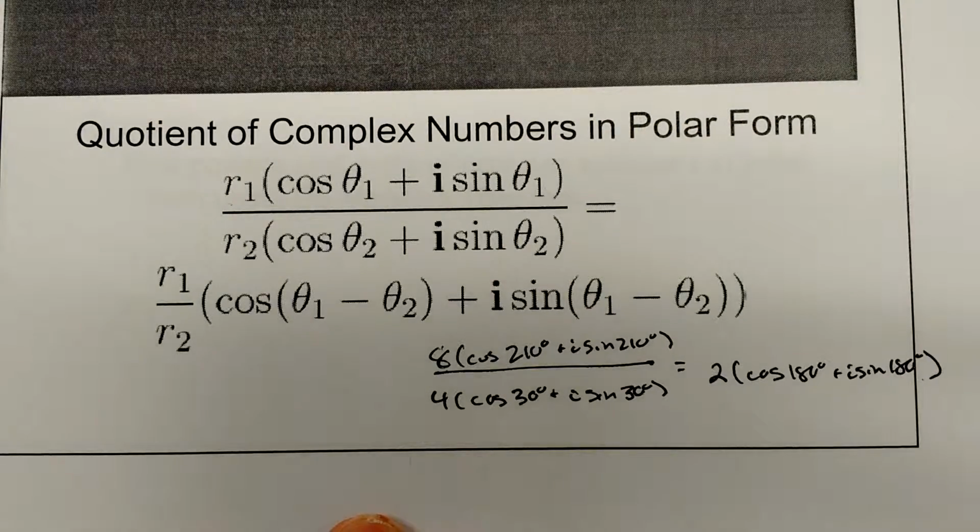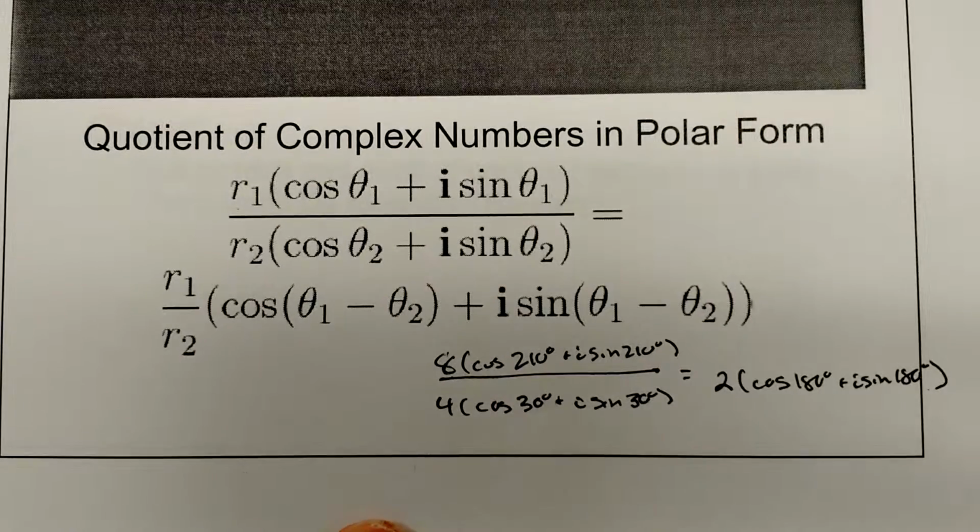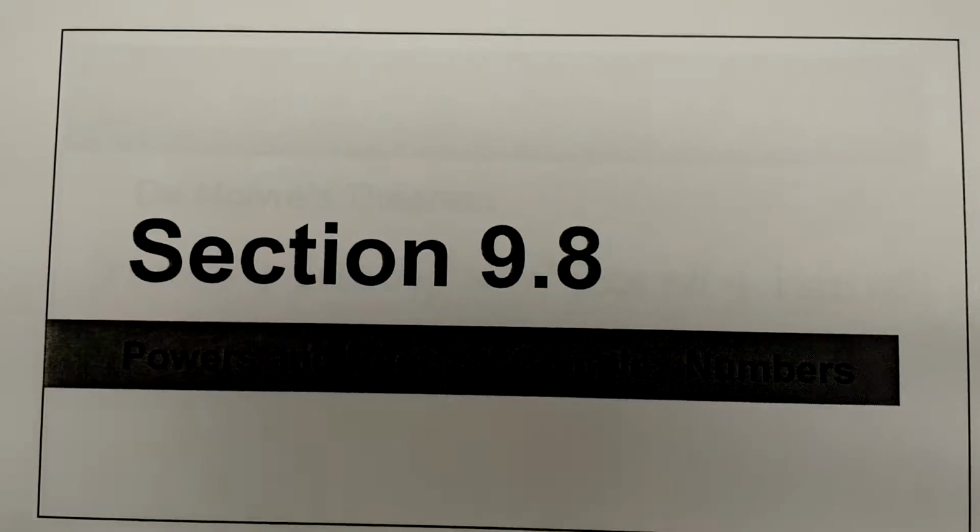So this section is relatively straightforward. There are two simple rules to use. I believe that is the end of 9.7.